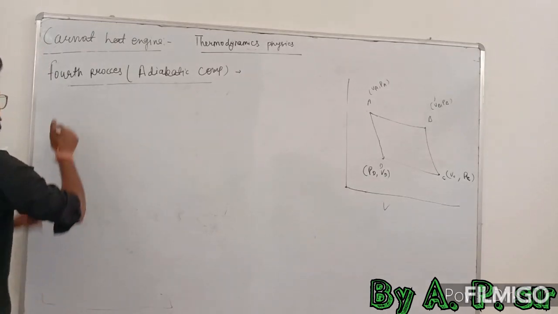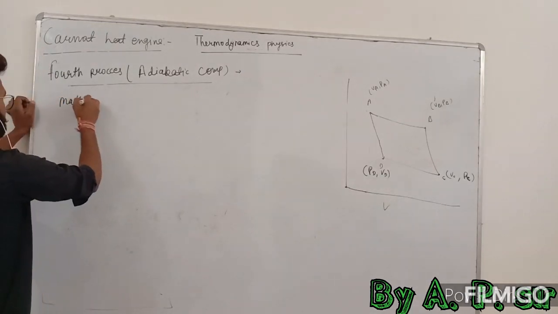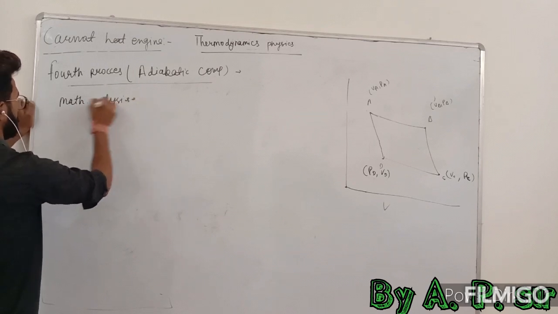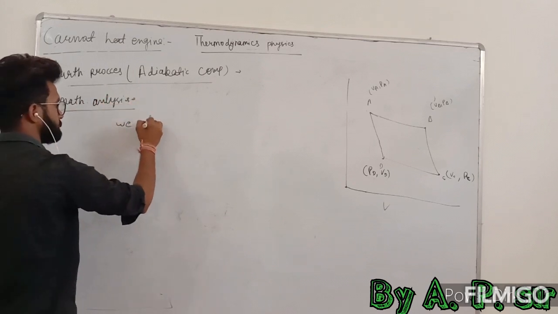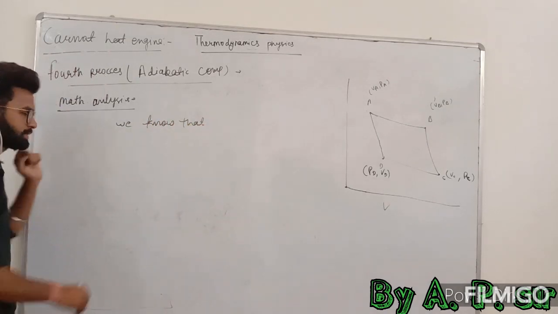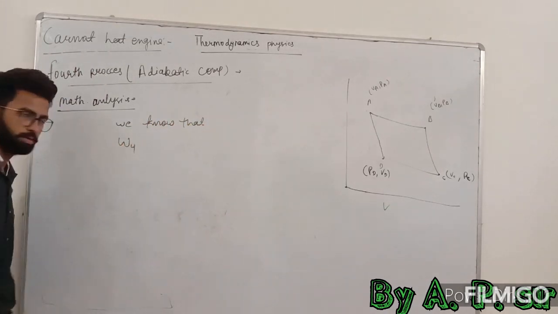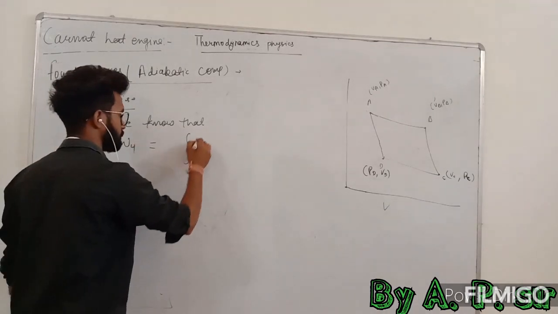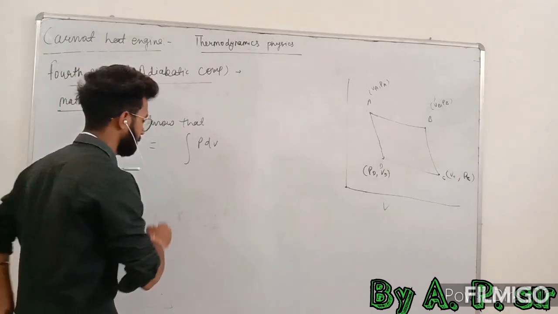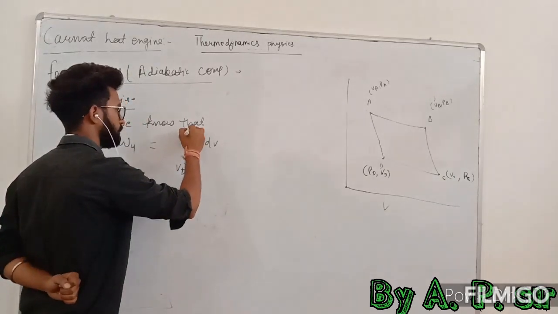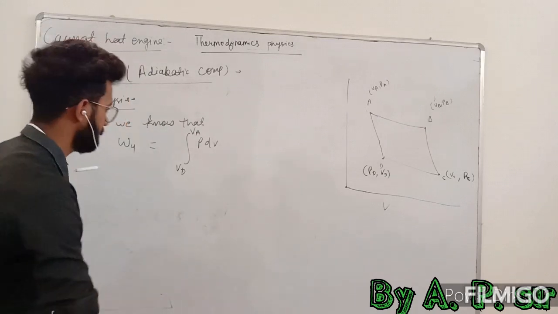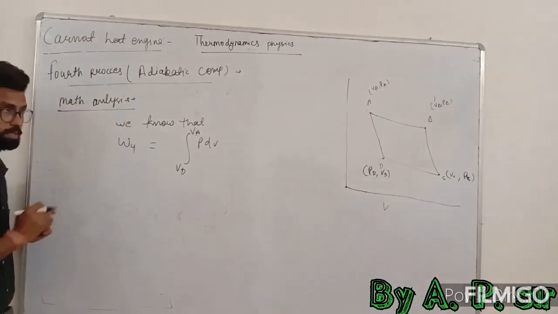Mathematical analysis. Okay, we know that this is the last process and the work is W4, which equals the integral of P dV, with the volume going from VD to VA. We know that this is an adiabatic process.